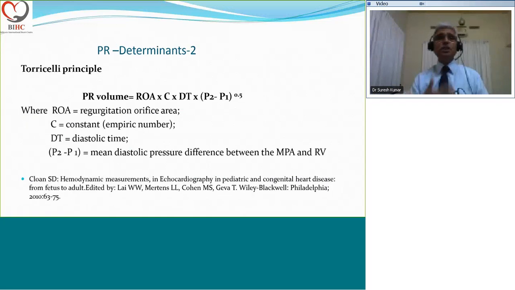So this is derived from the Torricelli principle, which relates the PR volume to the regurgitant orifice area, the diastolic time, the pressure gradient between the MPA and the RV, and some constants. So as we explained in the previous slide, the three important things are the annulus area, the diastolic pressure in the RV and in the pulmonary artery, which is decided in turn by the pulmonary arterial capacitance and the RV diastolic function.